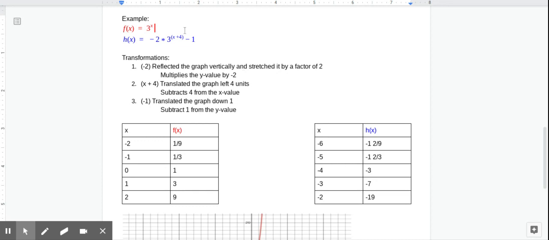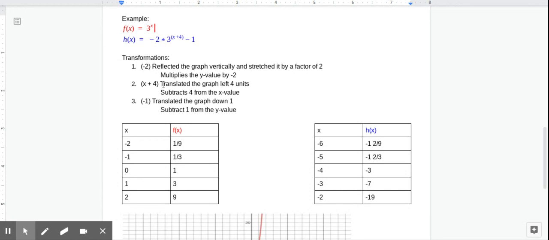You can take a look at the exponent here, x plus 4. X plus 4 will translate the graph left 4 units. Recall that the standard form is x minus h. Therefore, it subtracts 4 from the x value. If we had a negative here, it would reflect the graph horizontally, so we would have to multiply the x values by negative 1 and then subtract 4.